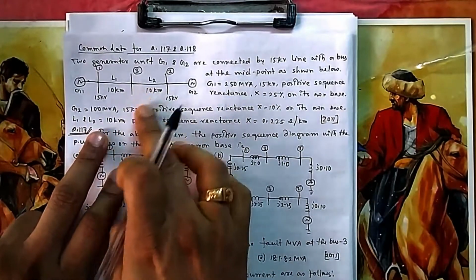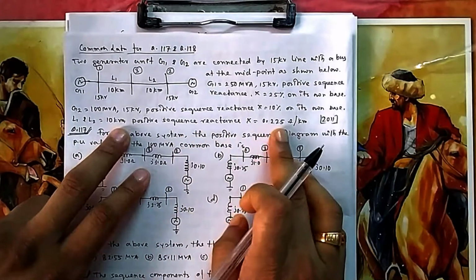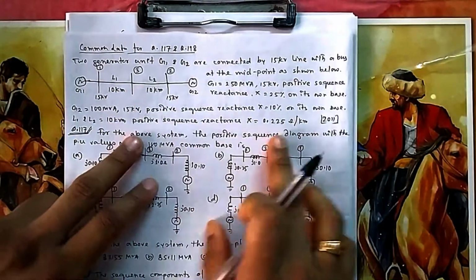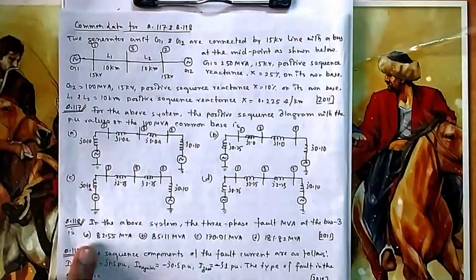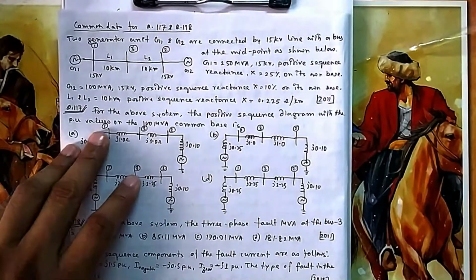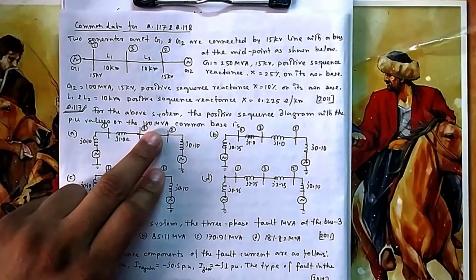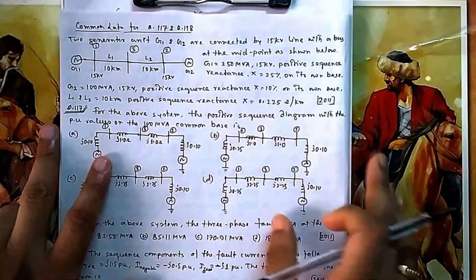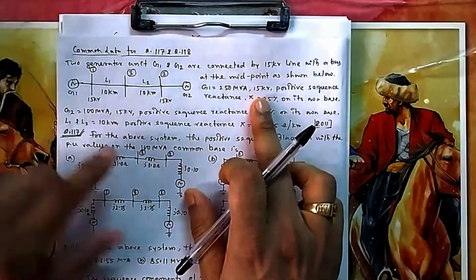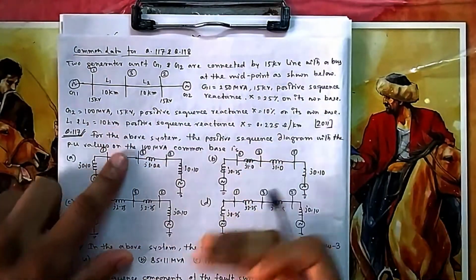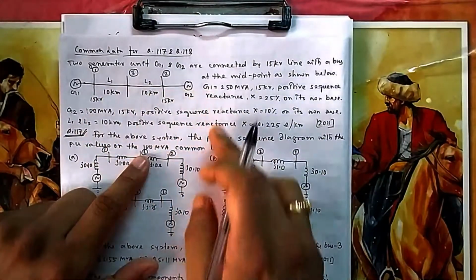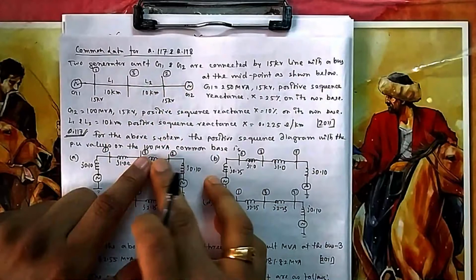The lines L1 and L2 are given as 10 km, with positive sequence reactance as given, obviously in ohm. For the above system, the positive sequence diagram in per unit at 100 MVA base is needed. Now you have to go for a common 100 MVA base. Voltage will be 15 kV. Both the generators are at 15 kV, and the lines are at 15 kV. So you know the voltage base. You can take any base, but 15 is comfortable for us. Everywhere it is 15 kV and 100 MVA.